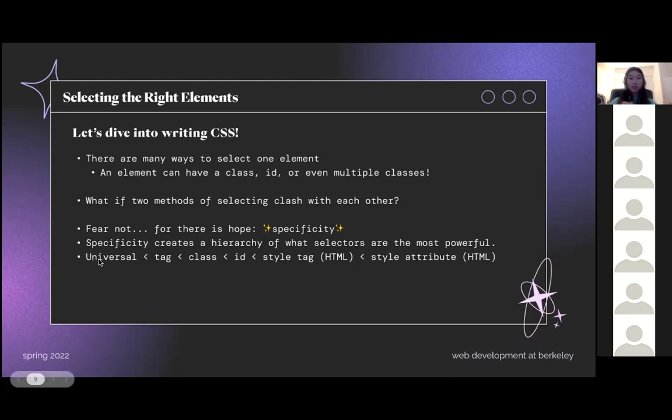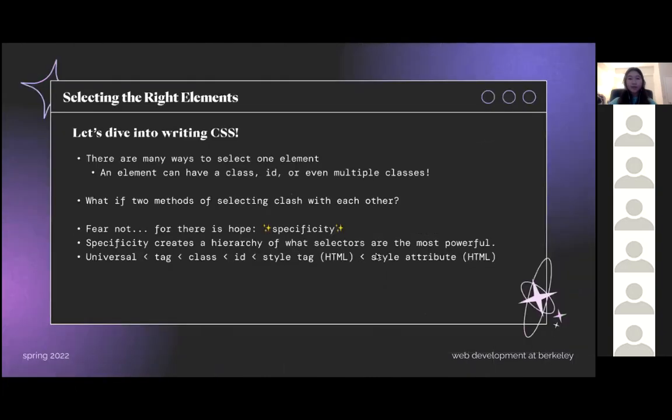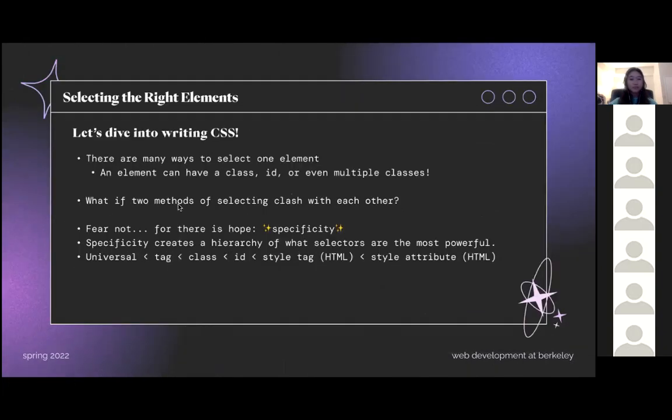The universal selector is the least strong. Then we have your tag, then we have the class and the ID, and then we have the style tag. The style tag, as mentioned before, is when you insert it as a tag in HTML. And even more above that, the most powerful one, I guess you can call it, is the style attribute. That one is in line with the HTML.